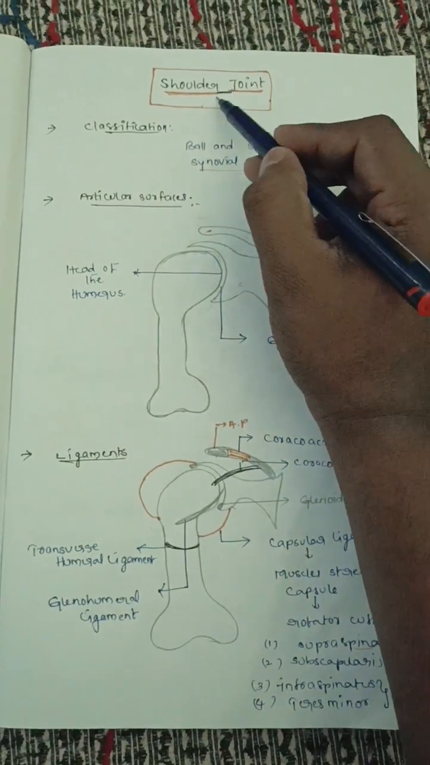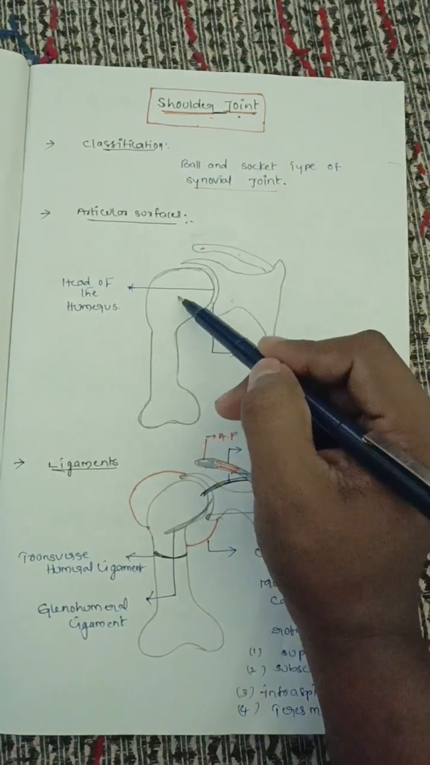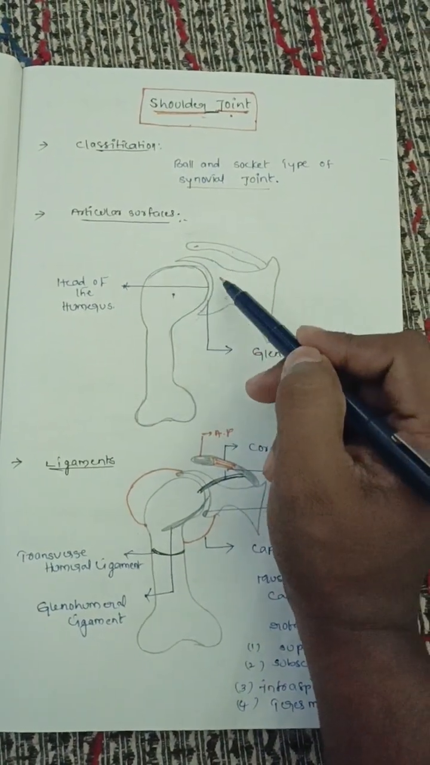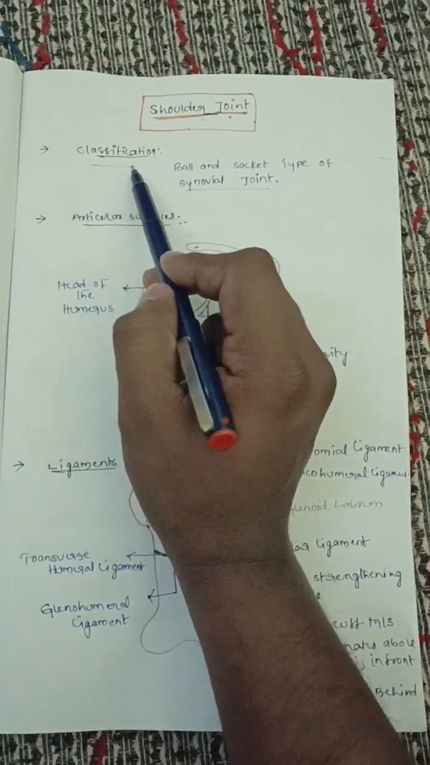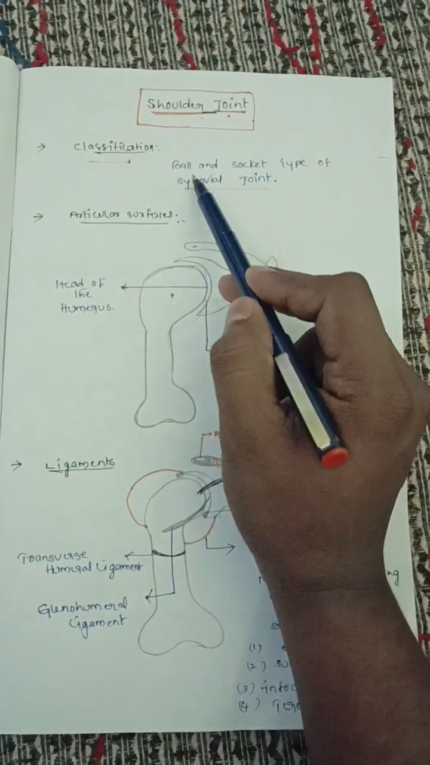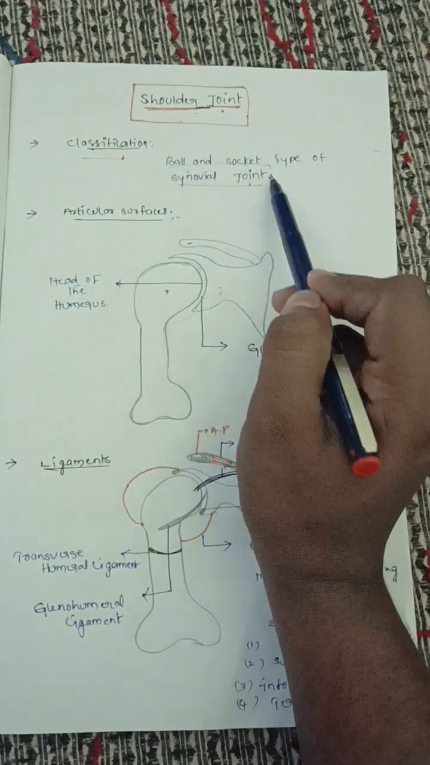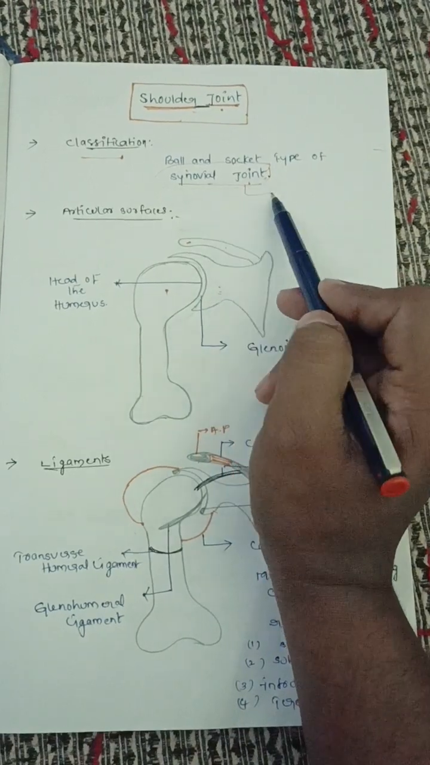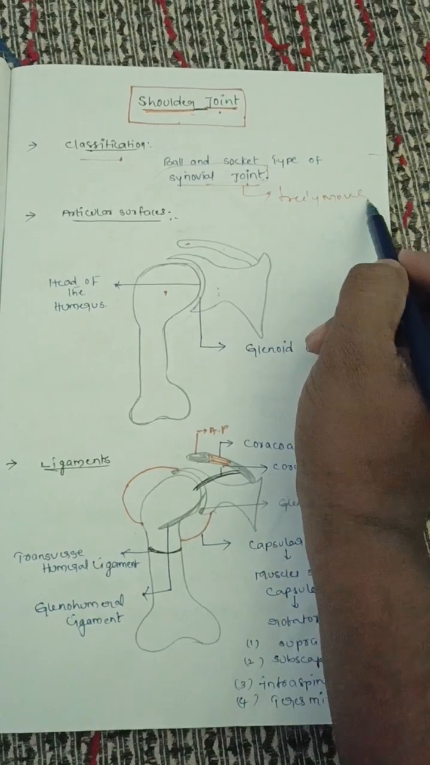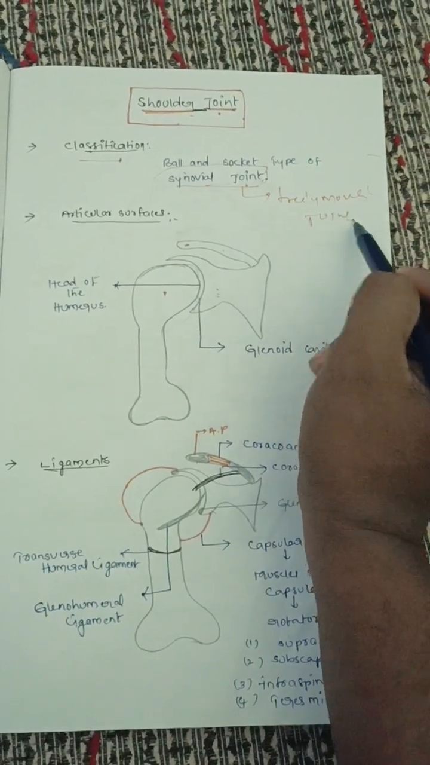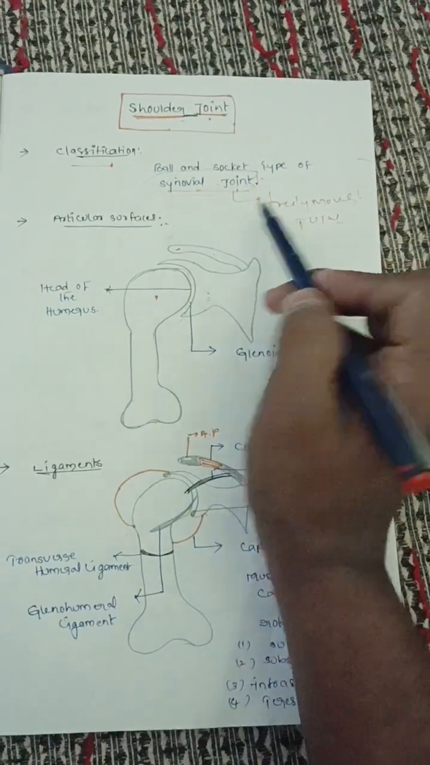Shoulder joint. The shoulder joint is present between the head of the humerus and the glenoid cavity of the scapula. The classification of the shoulder joint: it is a ball and socket type of synovial joint. Synovial joint means a freely movable joint.